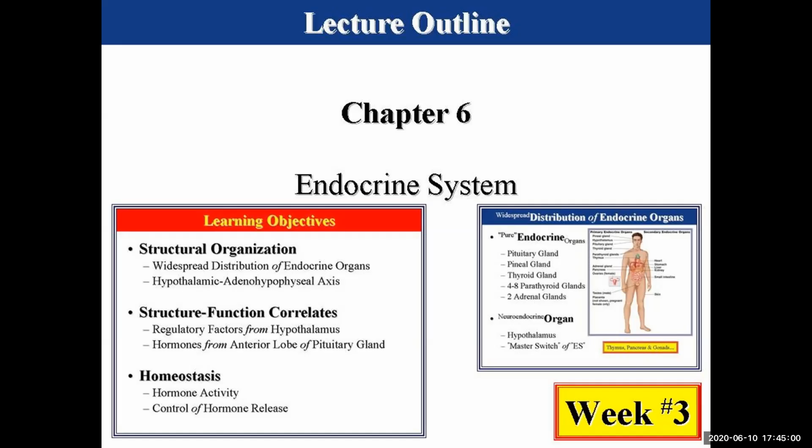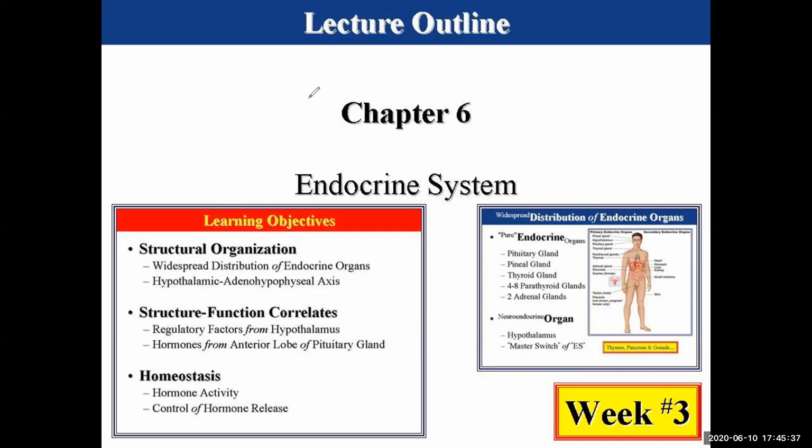Hi guys, going over chapter 6 for this recording, the endocrine system. This is one of the two organ systems in the body that controls all the remaining organ systems. We have 12 organ systems in physiology, 13 if you split the reproductive into male and female. So the endocrine system controls all other organ systems except the nervous system, right?